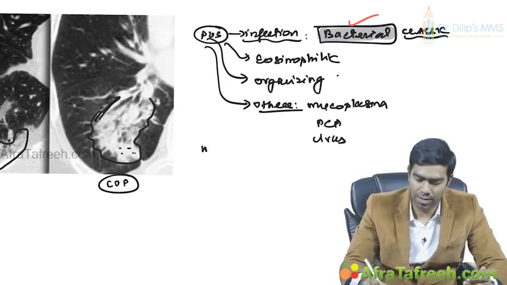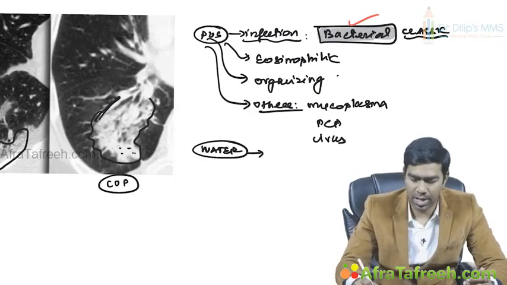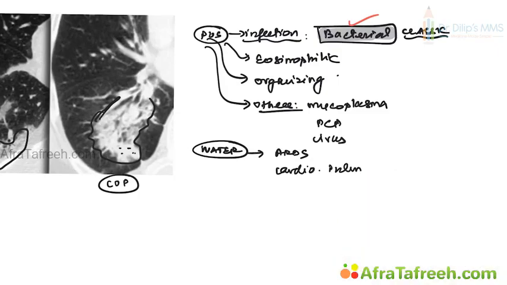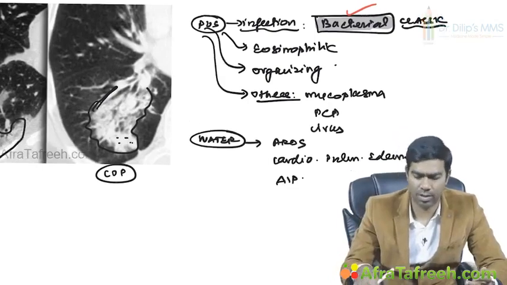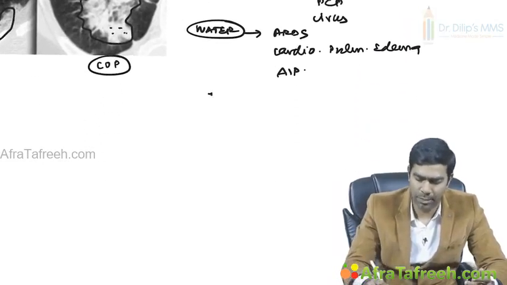Now, you can fill that with water. Water can fill that space. Typically happens in ARDS and cardiogenic pulmonary edema, because ARDS is a non-cardiogenic pulmonary edema. Third, you can tell acute interstitial pneumonia. Simple. Acute interstitial pneumonia is like ARDS only. I told you already.